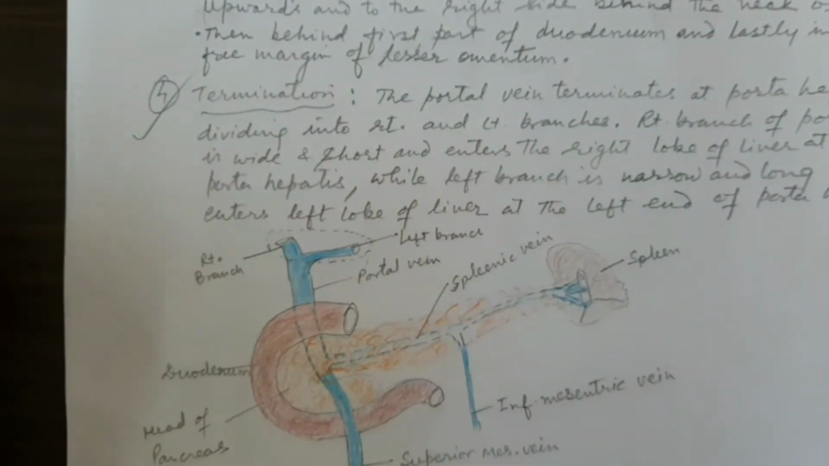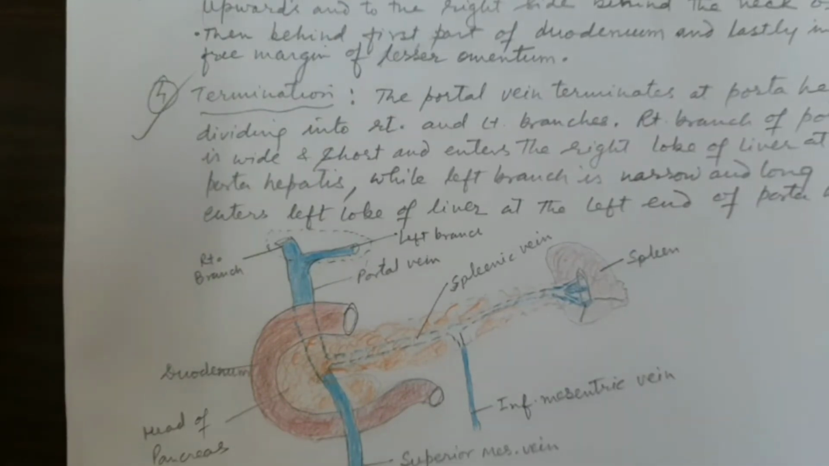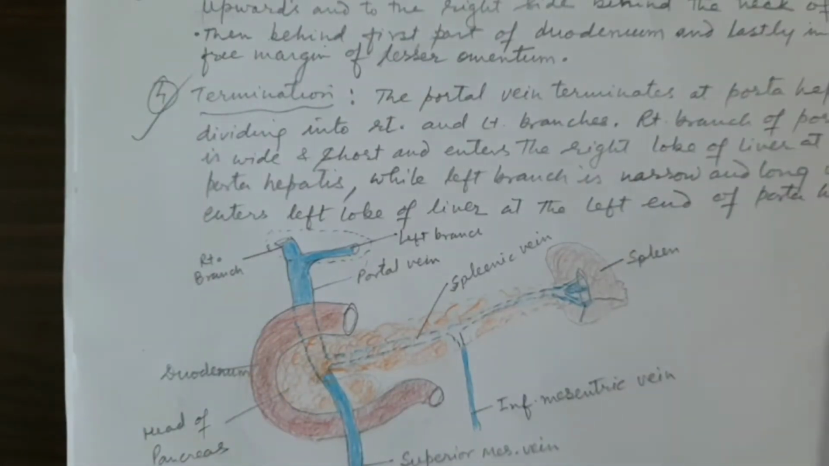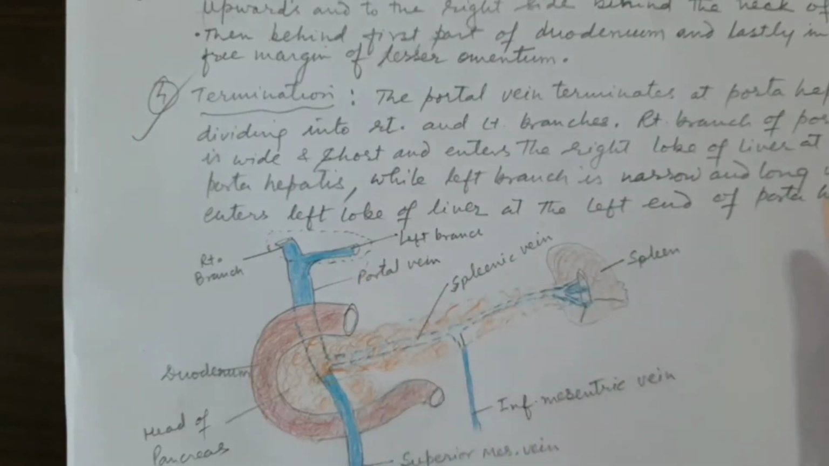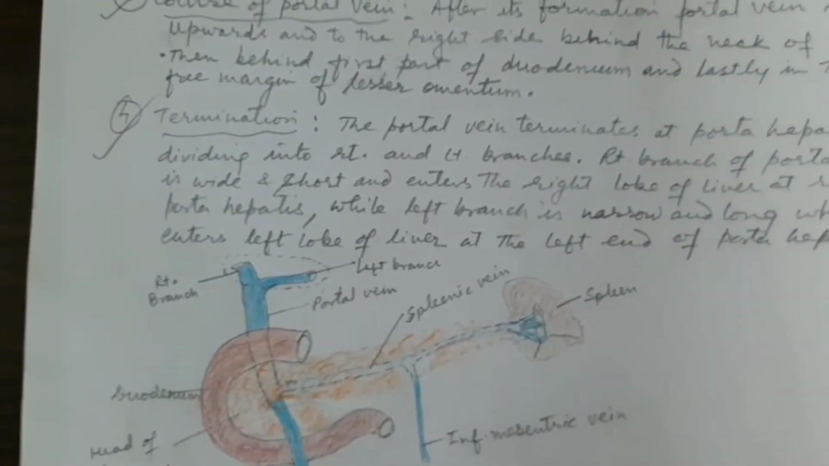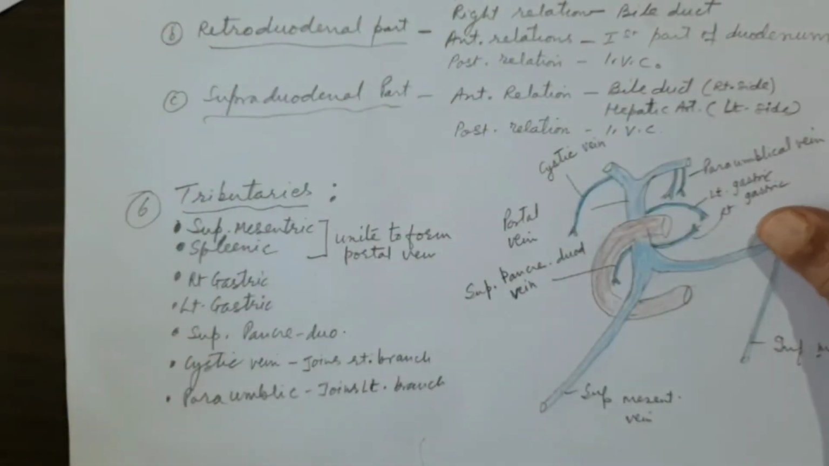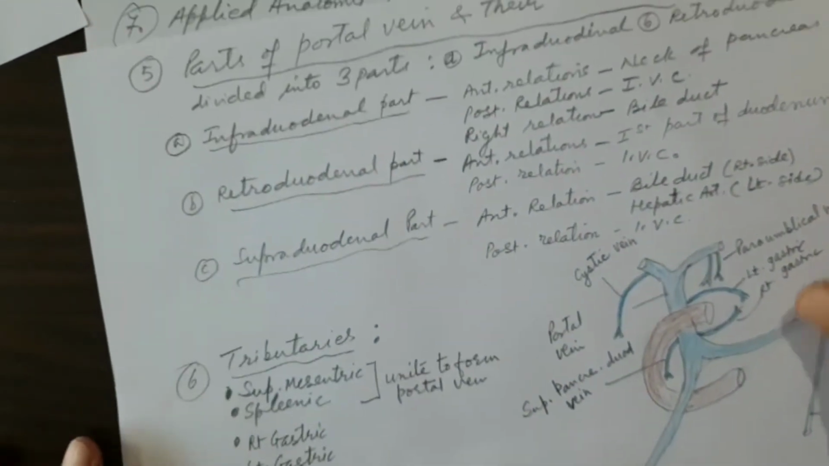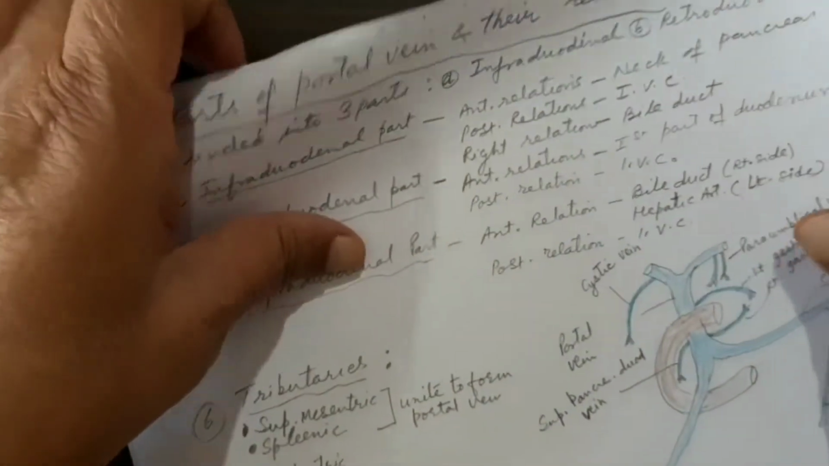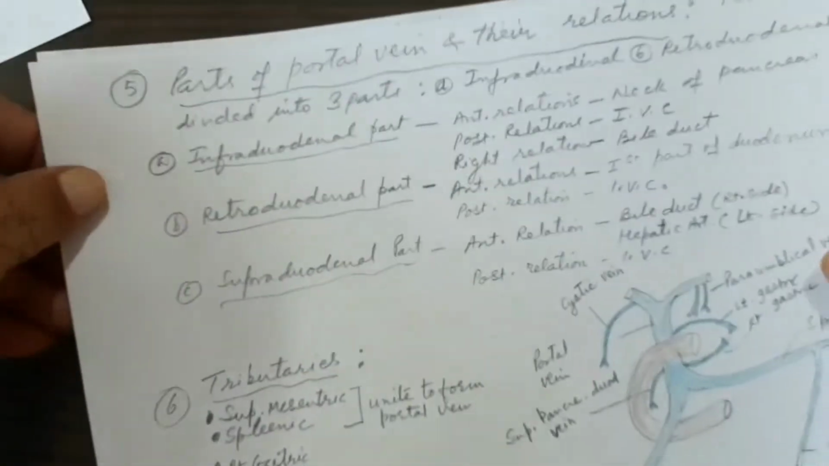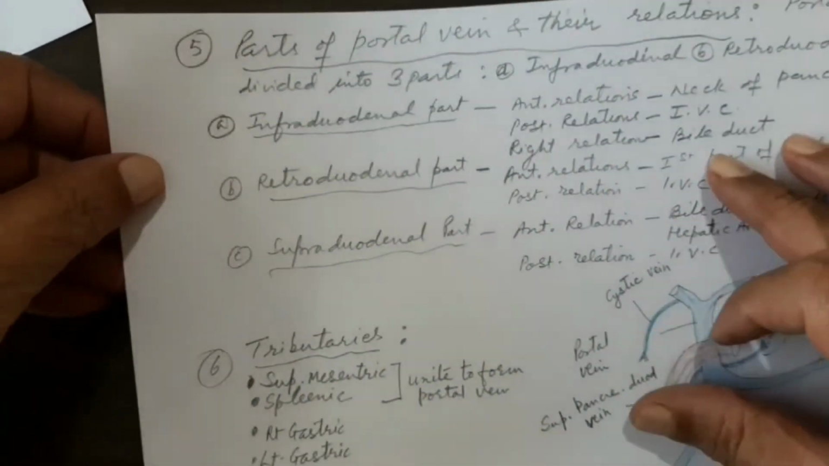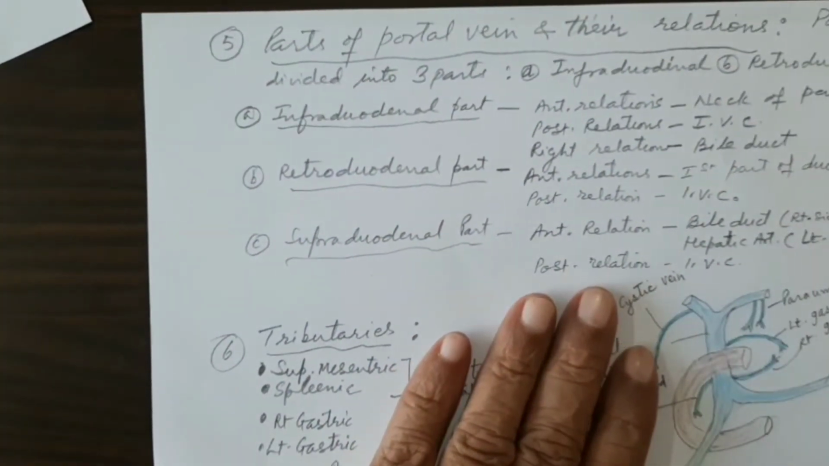So we have seen its formation, we have seen its termination, and in between the formation and termination we have seen also its course. Let us come to the parts of the vein. We will see what are the different parts of this vein and what are the relations of these parts.